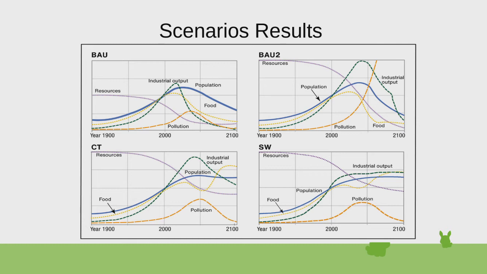Comprehensive technology, food peaks around 2025 as pollution grows. Industrial output peaks in about 2040 and pollution peaks in about 2050. As pollution diminishes in 2050, food climbs again. The population stabilizes in about 2060. In stabilized world, output stabilizes in about 2020, as does population.